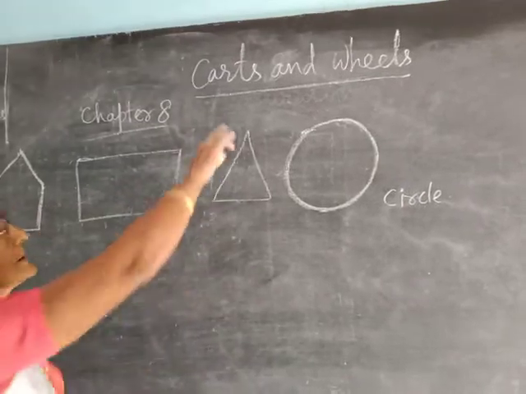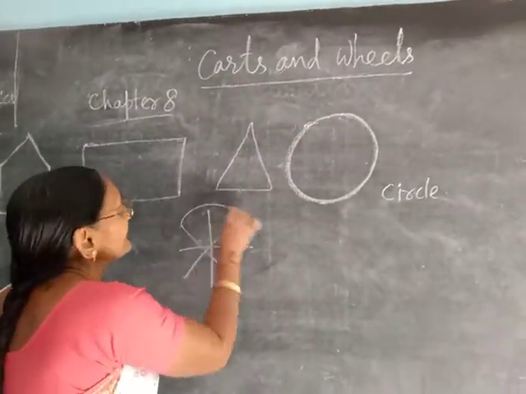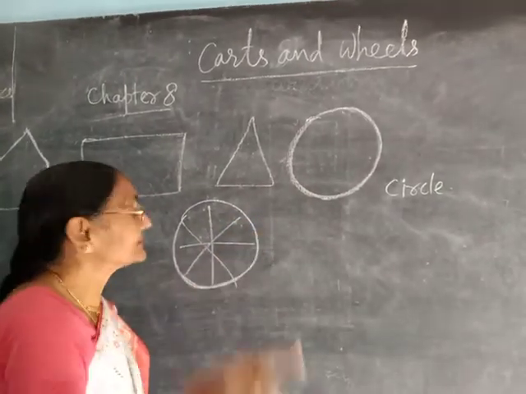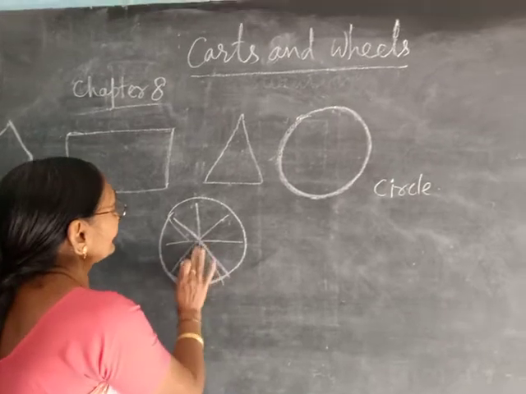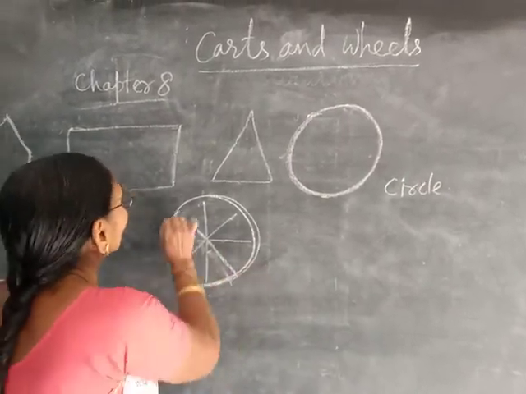You know the cards and wheels. Wheels are there. Wheel means what is it? Like this way. Wheel is there. Wheel means chakka. So you know that one. What type of shape is this? It is a circle shape.